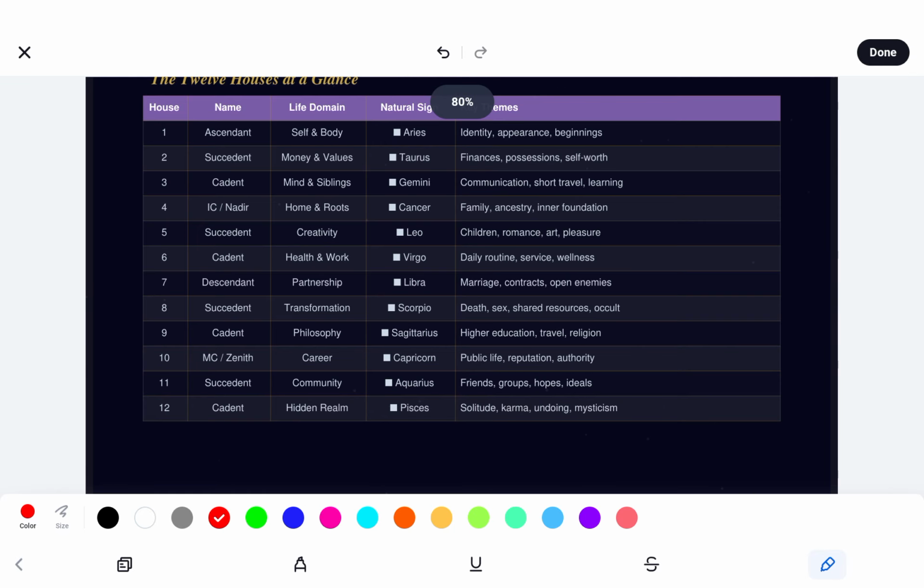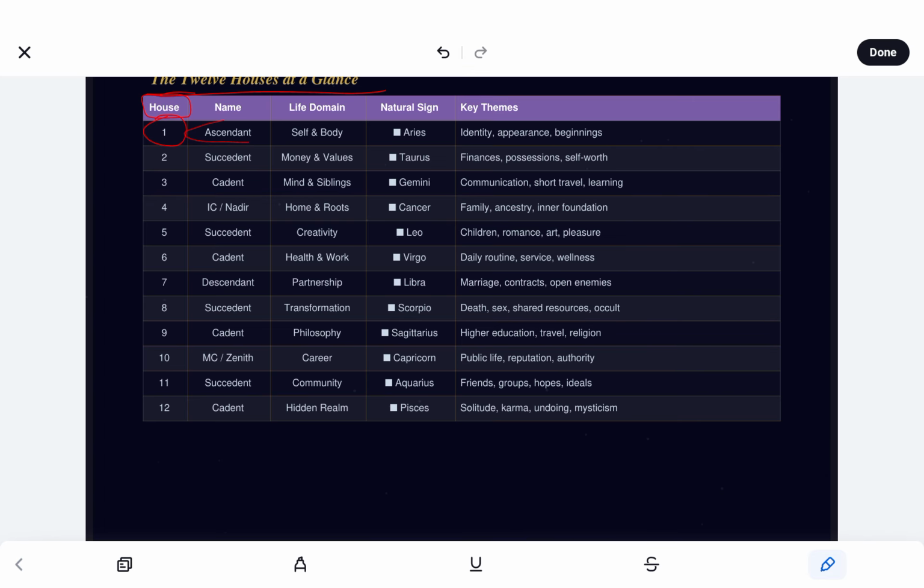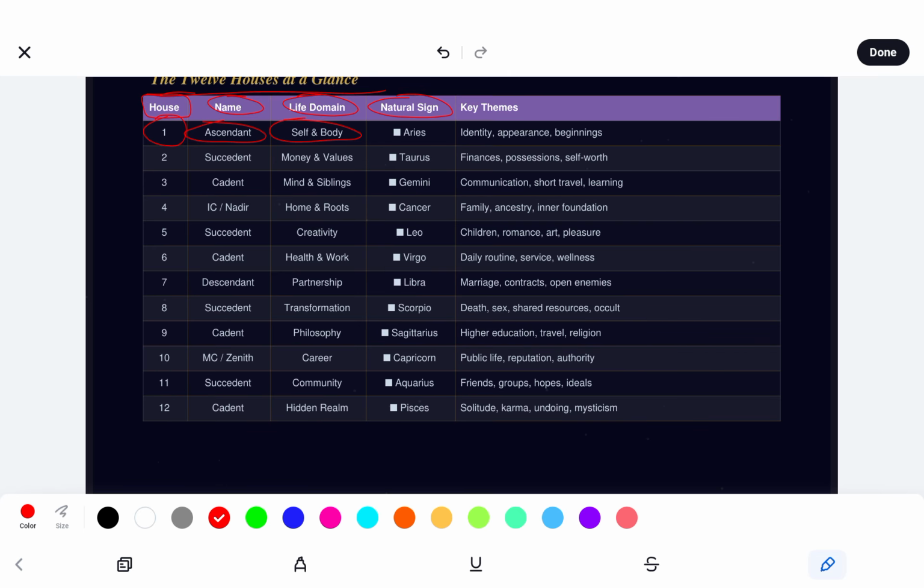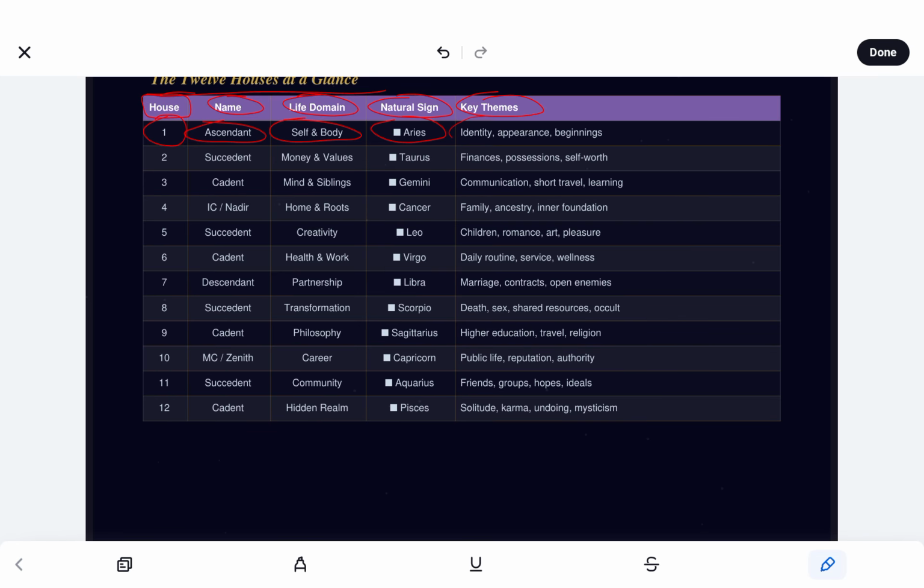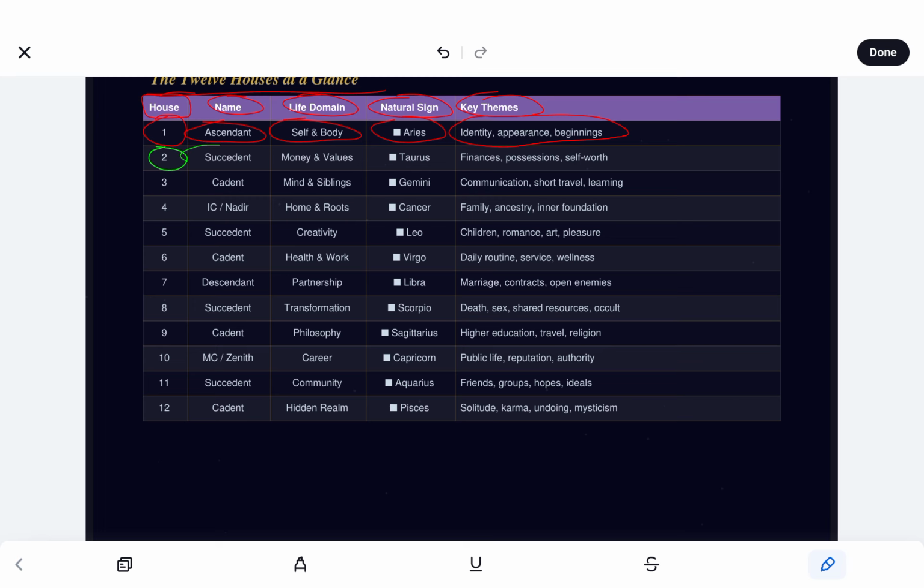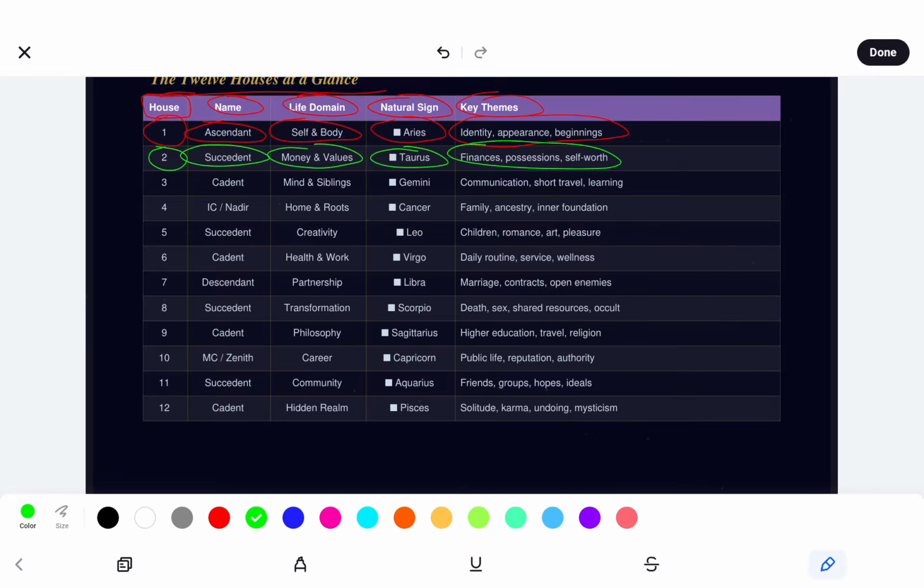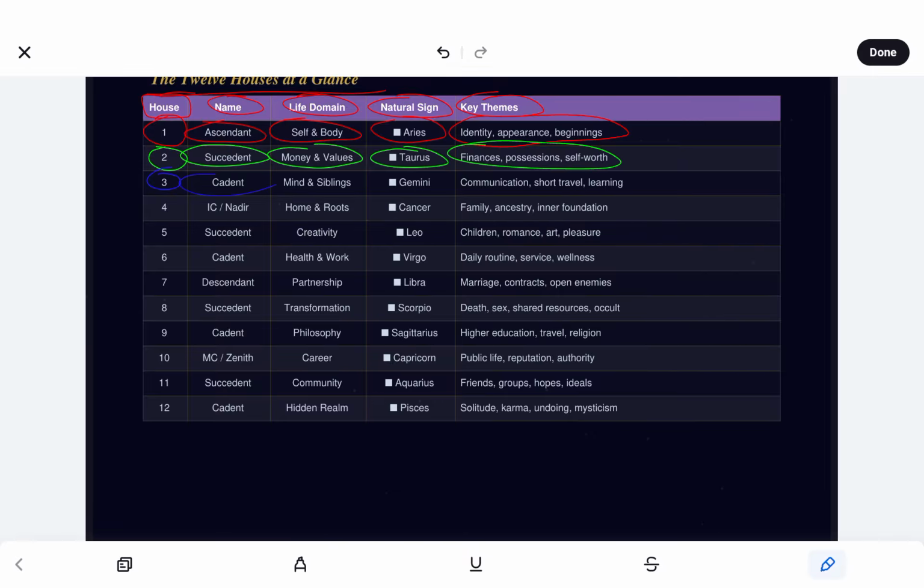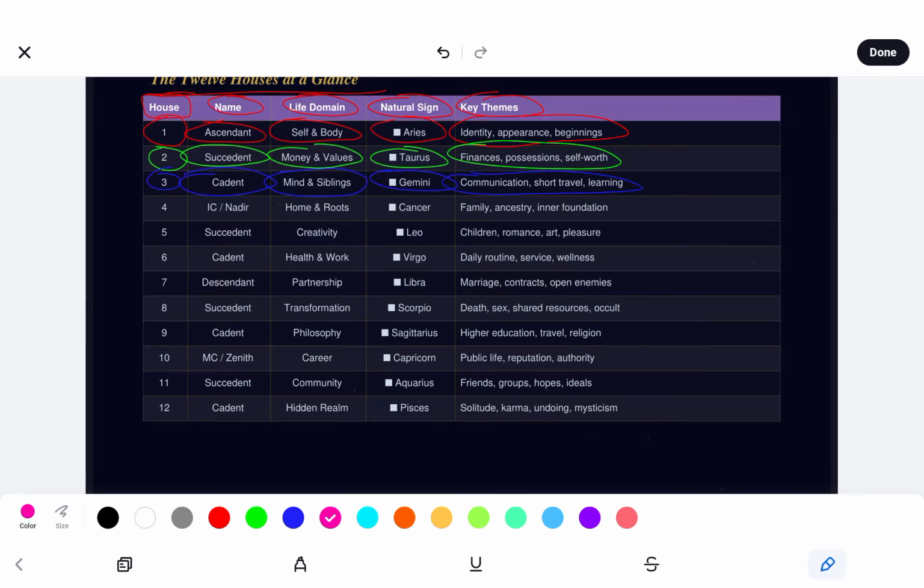So here are the 12 houses at a glance. First house, which is the Ascendant, is the self and body. Natural sign is Aries, and the key themes are identity, appearance, and beginnings. The 2nd house is succedent, money and values. Taurus, finances, possessions, self-worth. 3rd house, cadent, mind and siblings. Gemini, communication, short travel, learning.